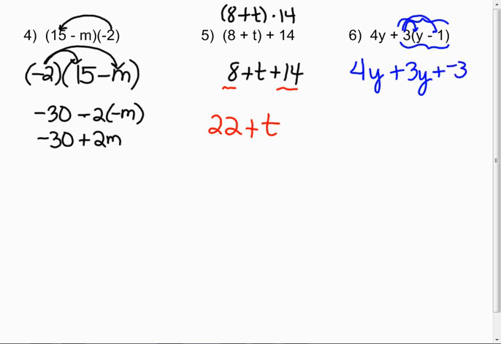It's the same thing. Can I simplify this more? Can I add a 4y and a 3y? Yeah, how many y's do I have? Close. 4 plus 3 is 7y. And you can do plus a negative 3, or you can have 7y minus 3. They are both the same. I don't really care. So that was a mixture of distributive property.